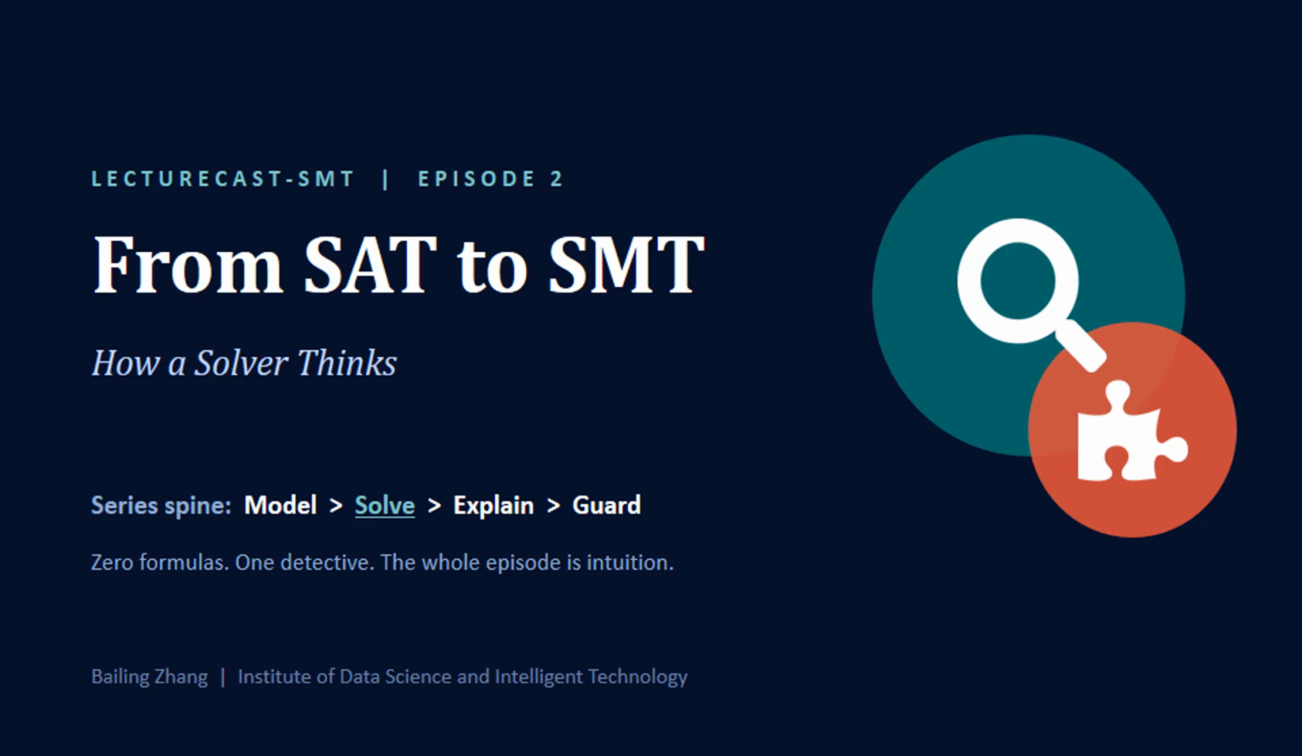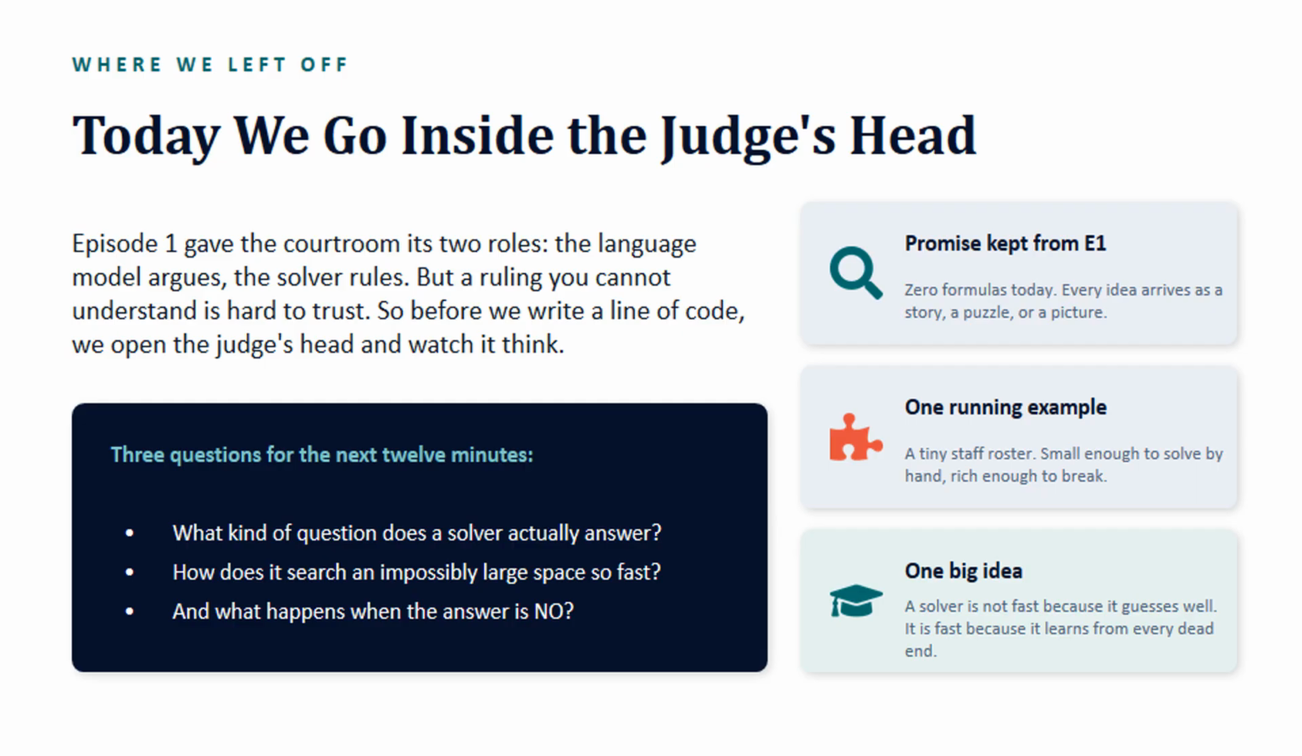Today we go inside the judge's head. How does a solver actually decide whether thousands of interlocking rules can hold together, in milliseconds, with a proof attached? I promised you an episode with 0 formulas, and I will keep that promise. Everything you are about to hear arrives as a story, a puzzle, or a picture. By the end, the word satisfiability will feel less like jargon and more like the name of a very particular kind of detective work. A ruling you cannot understand is hard to trust, and this whole series is about trust.